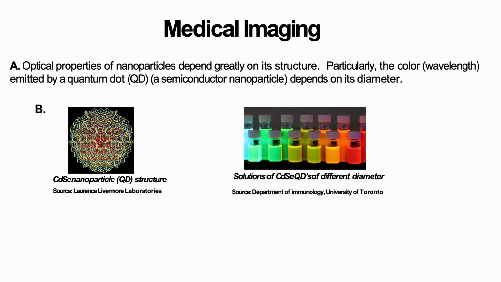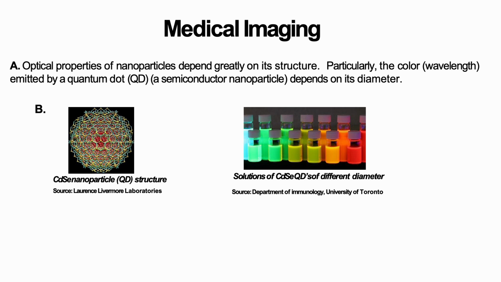Now, let's go back, as I already mentioned, to quantum dots. The quantum dots are used in medical imaging, and they are, again, nanoparticles as well. Now, optical properties of nanoparticles depend greatly on structure. Particularly the color, which is a wavelength that we perceive with our eyes, emitted by a quantum dot or QD depends on its diameter.